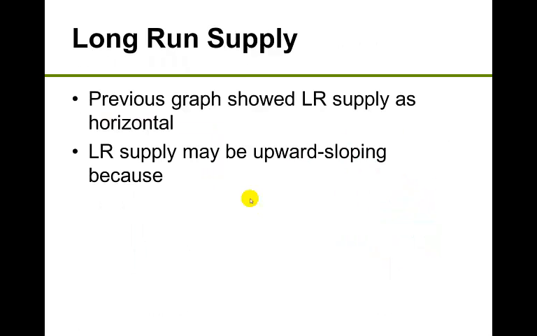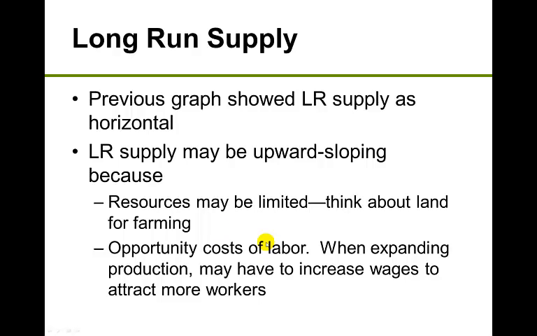All right, so one last small point. We've been talking about the long-run supply curve as being perfectly horizontal. There are some reasons why you might think that might not be totally true. We might have limited resources like land, and you would still have the opportunity cost of labor. So if you're expanding your production, you may have to raise your wages. So the supply curve may not be perfectly horizontal.